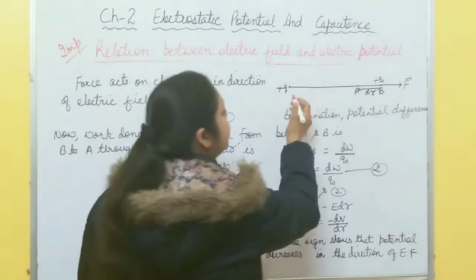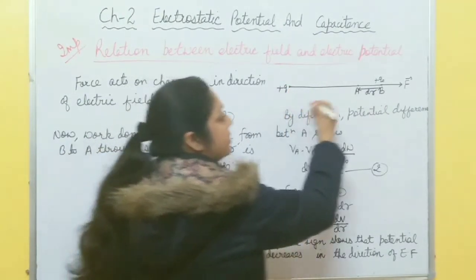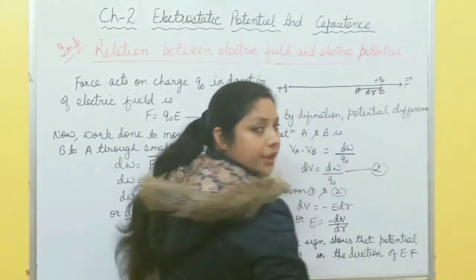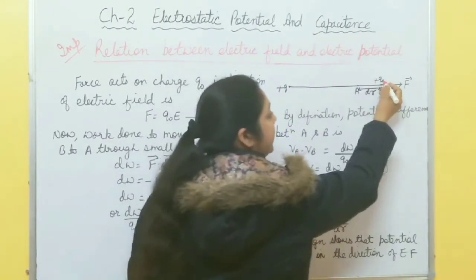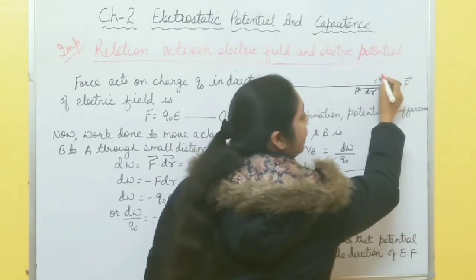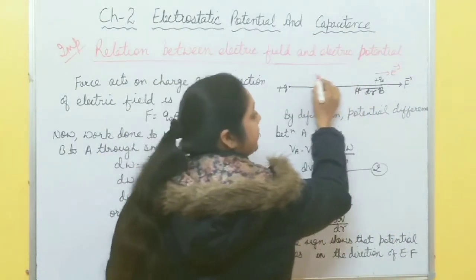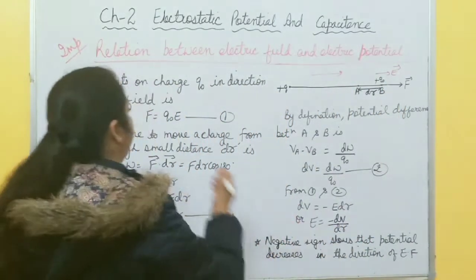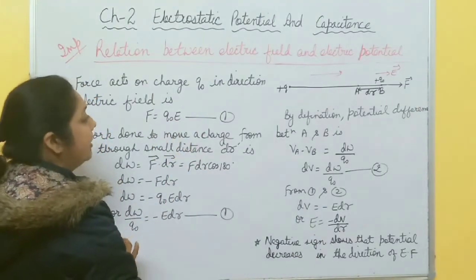For this, let's suppose that this is a positive charge Q kept at this point, and suppose there is another charge Q0, a test charge, which is kept at position B. Now, due to this positive charge, it experiences some force, and that force is acting in the direction of the electric field. The electric field due to this positive charge is in this direction, and due to this electric field, this charge experiences some force, and that force is equal to Q0 into E, equation number 1, right?